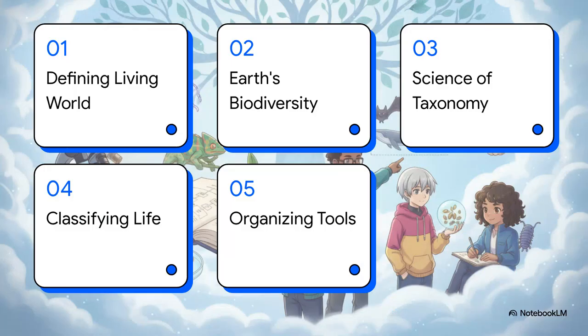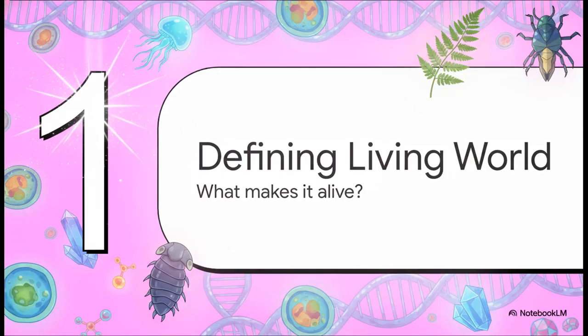on Earth. Here's a quick look at our roadmap for today. First, 1. Defining the living world. Then, 2. Earth's incredible biodiversity. After that, 3. The science of taxonomy, followed by 4, classifying and naming life, and finally 5, tools for organizing life. All right, Section 1, Defining the Living World.